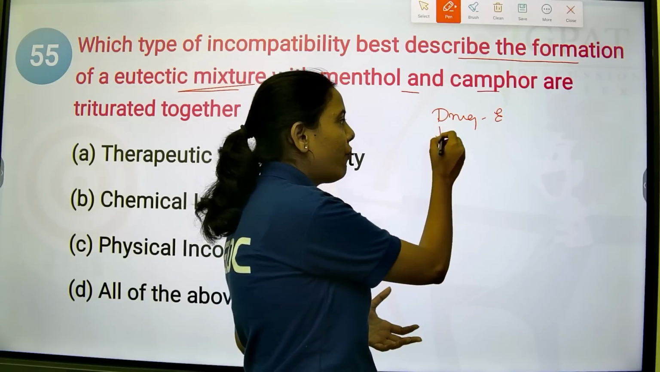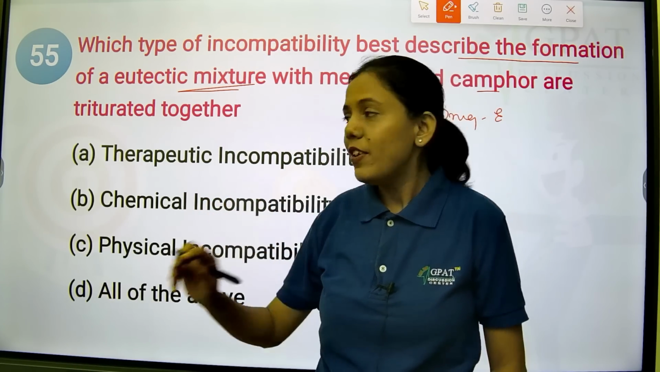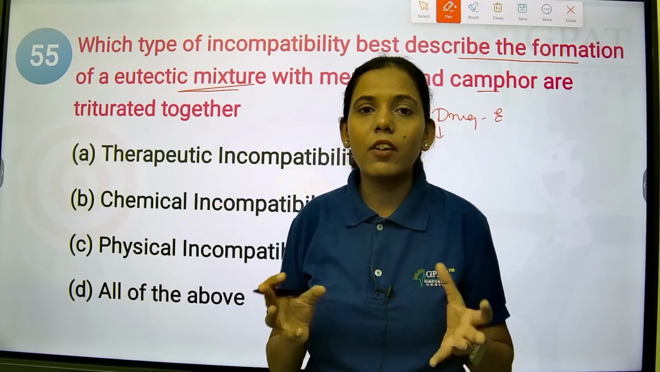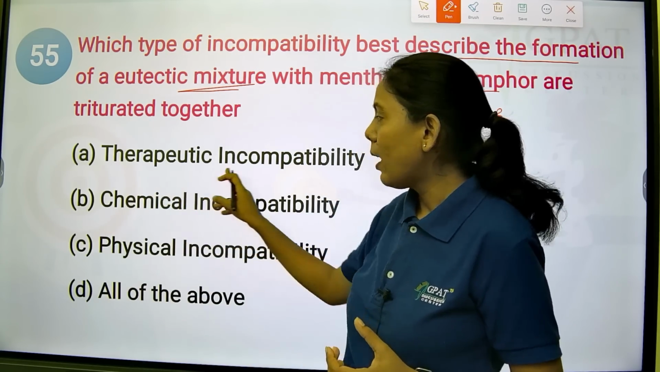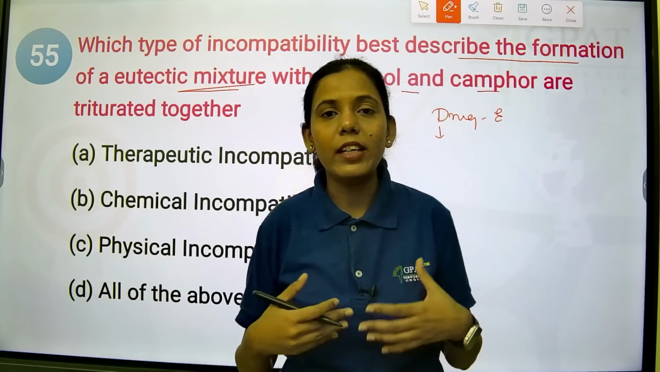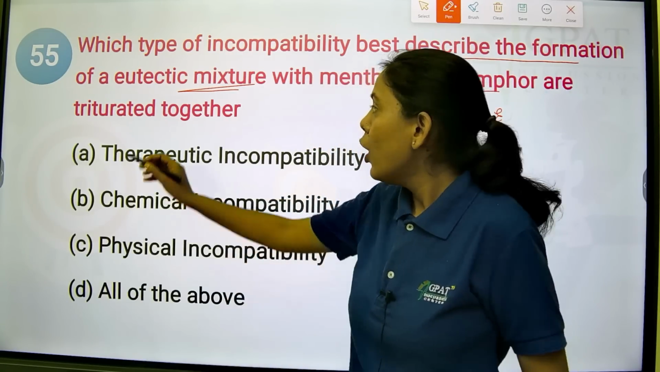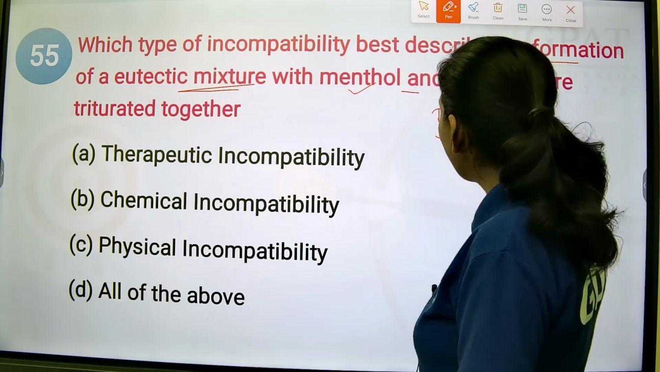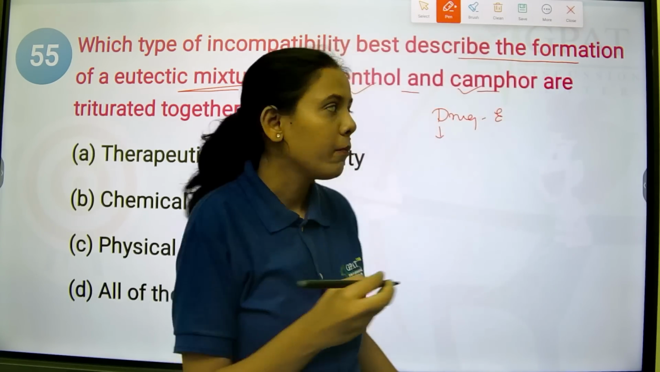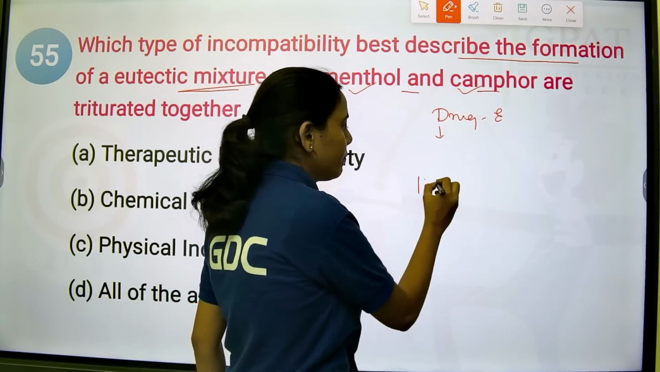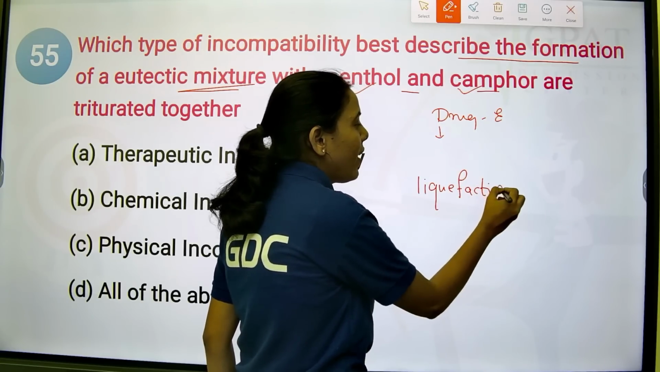So it can be physical incompatibility, chemical, or therapeutic. Physical means the physical nature will change. Chemical means some chemical reaction will happen. Therapeutic incompatibility means either they will increase the therapeutic activity of the other substance or decrease it, right? So we know that when menthol and camphor are mixed together, they lead to liquefaction. That means when they are mixed together, it will liquefy, right?